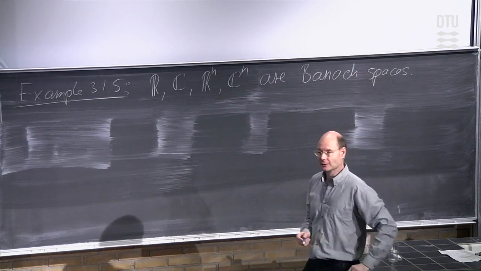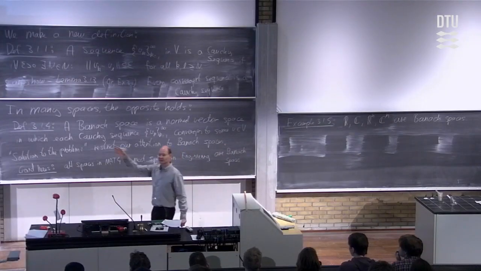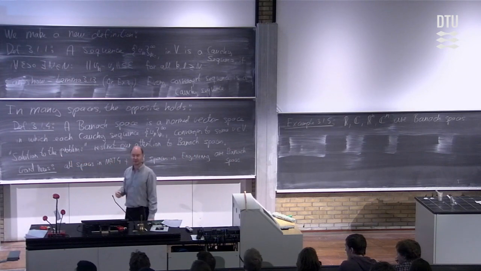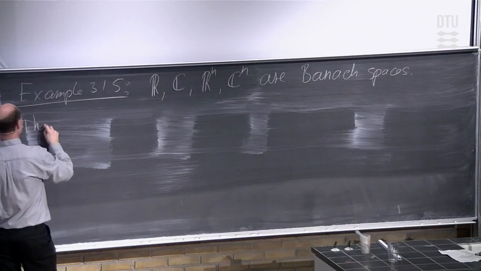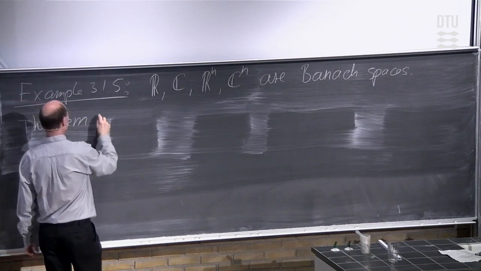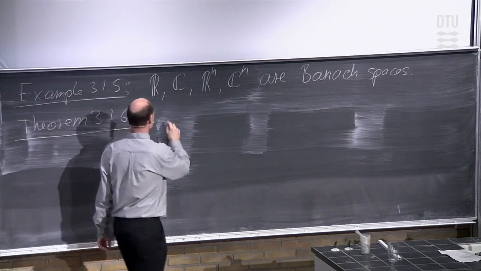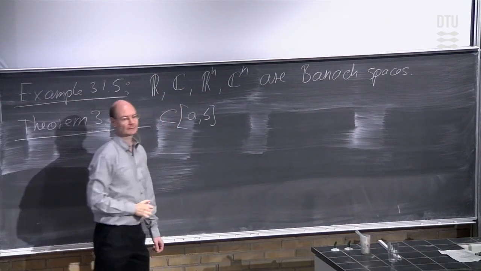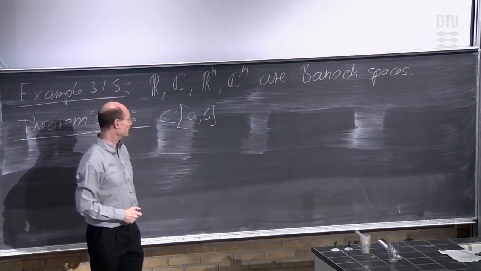And then we will use that to consider exactly the vector space that we introduced here, the vector space of continuous functions on the interval [a, b]. And then we will prove that that space is a Banach space. So the vector space consisting of continuous functions on the interval [a, b] is a Banach space.